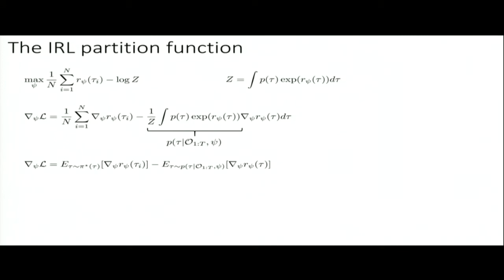So that means that if we want to compute this gradient, the main thing that's difficult is to evaluate the second expectation. The first expectation is easy because we just sample. We have these samples. So we estimate the first part with expert samples.